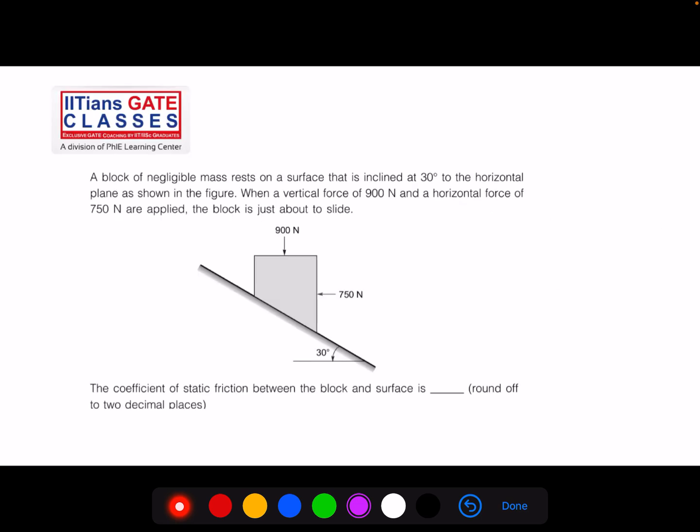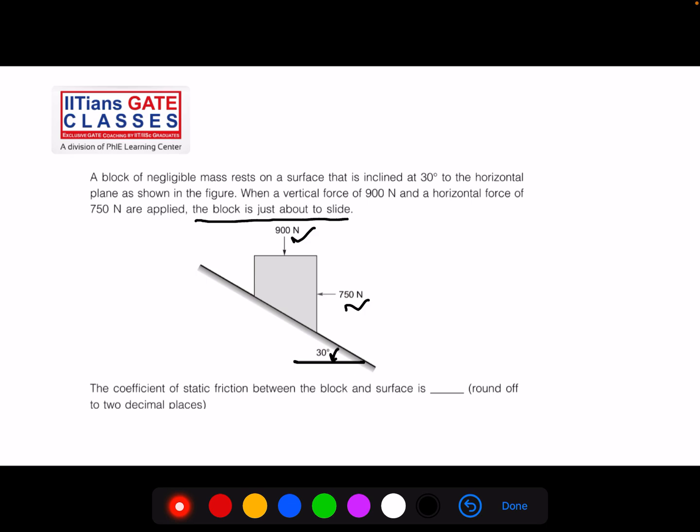This is the next question. Okay, what does it say? It says a block of negligible mass. So the mass of the block is very small, it is negligible, rests on a surface that is inclined at 30 degree. You can see the angle of inclination is 30 degree to the horizontal. There is a vertical force of 900 Newton and a horizontal force of 750 Newton, right? And the block is just about to slide. What does it mean? The block is just about to slide means this is a case of impending motion, or you can say it is a case of maximum static friction, or limiting friction.